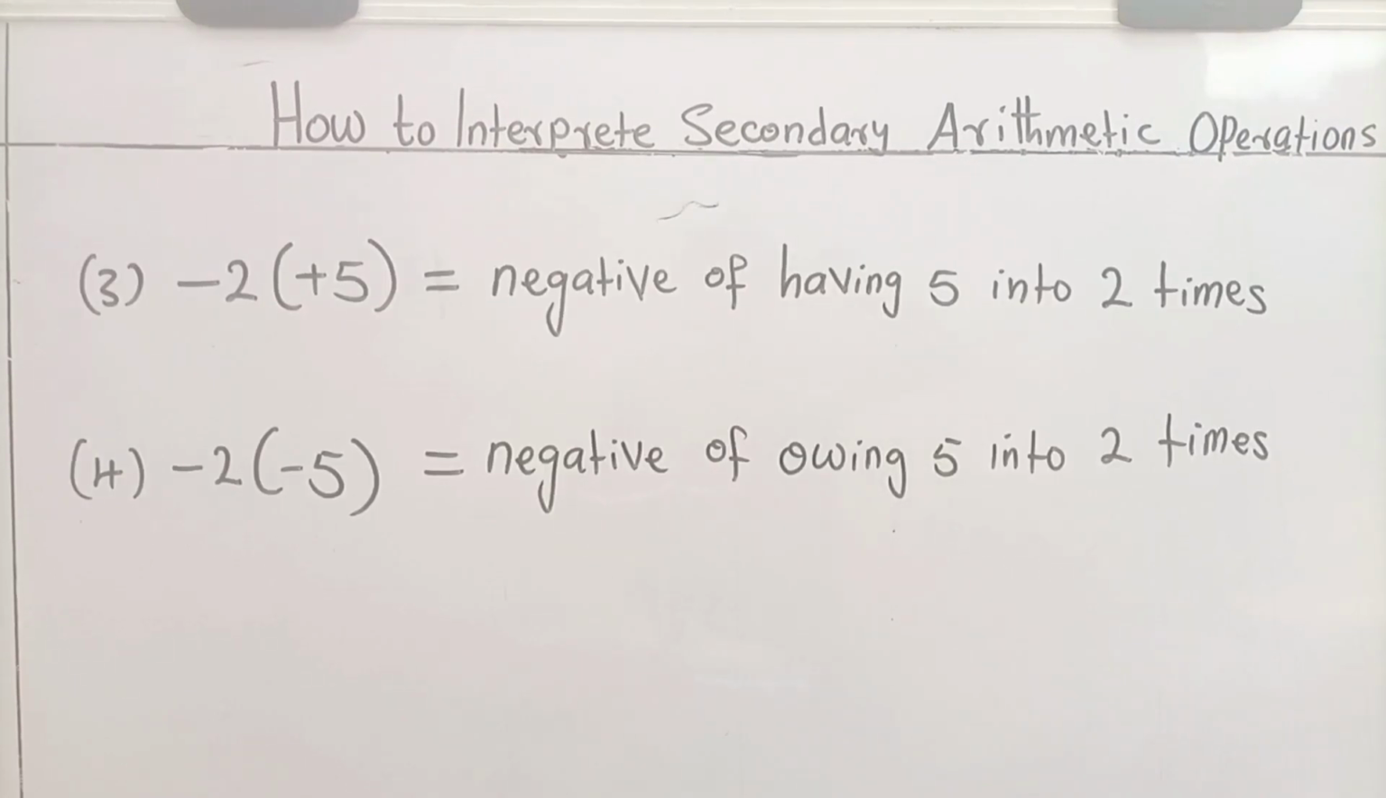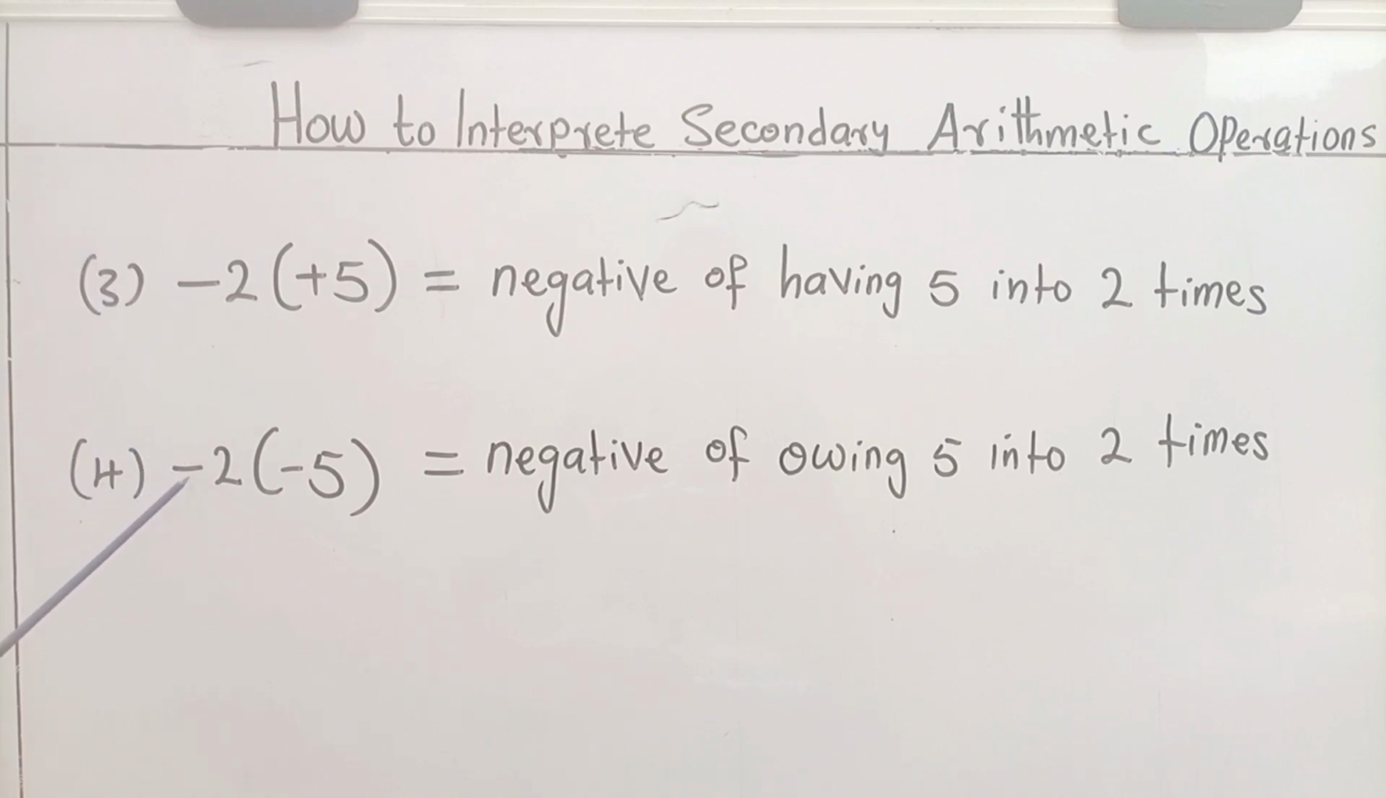And now the third example, it says minus 2 bracket plus 5. Is this still positive? No. This is now negative. Is this still 2 times? Yes, 2 times. This is still having 5. Therefore, altogether, we have it that minus 2 bracket plus 5 is negative of having 5 into 2 times. Negative of having 5 into 2 times. Do you agree? You should. Based on what you've been told a short while ago, you should agree that this is how to interpret this number operation. Look at this number 4. It is minus 2 bracket minus 5.